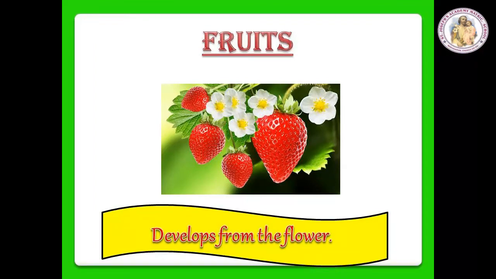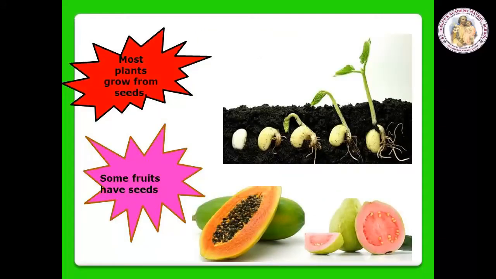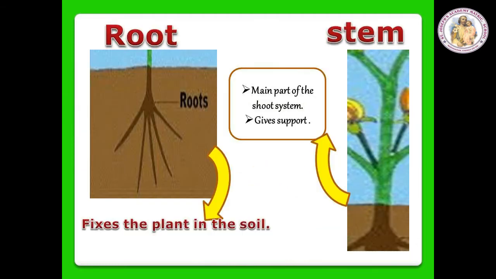Children, do you like fruits? Yes, now we are going to see about the fruits. Fruits develop from the flower. Some fruits have seeds, such as you can see seeds in papaya, guava, mango, etc. Most plants grow from the seeds. The main part of the shoot system is the stem. The stem gives support to the plant. Next is the root. The root fixes the plant in the soil.